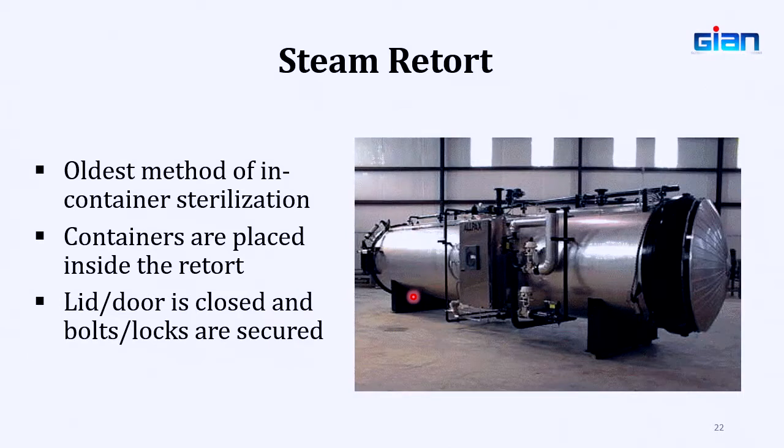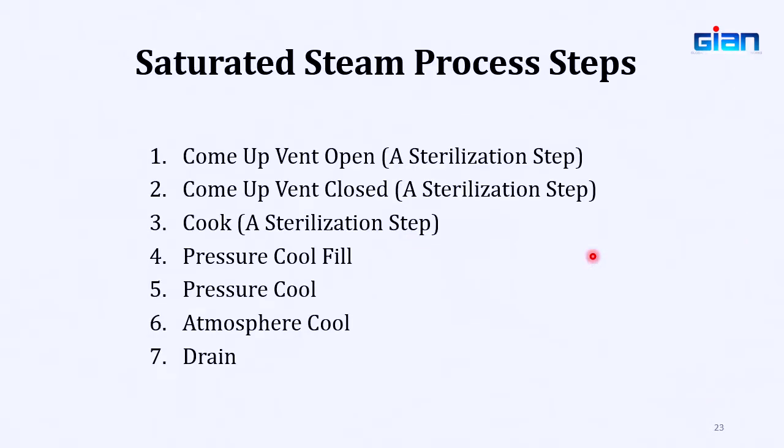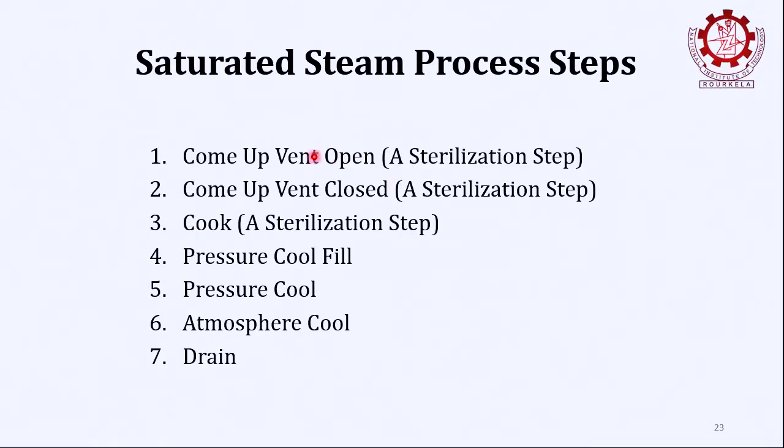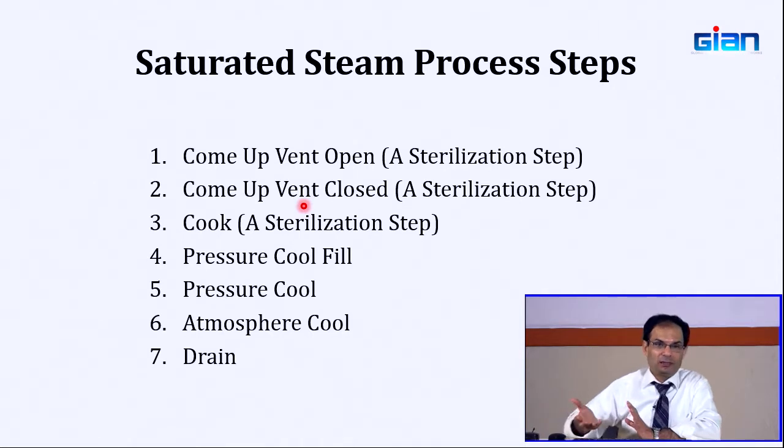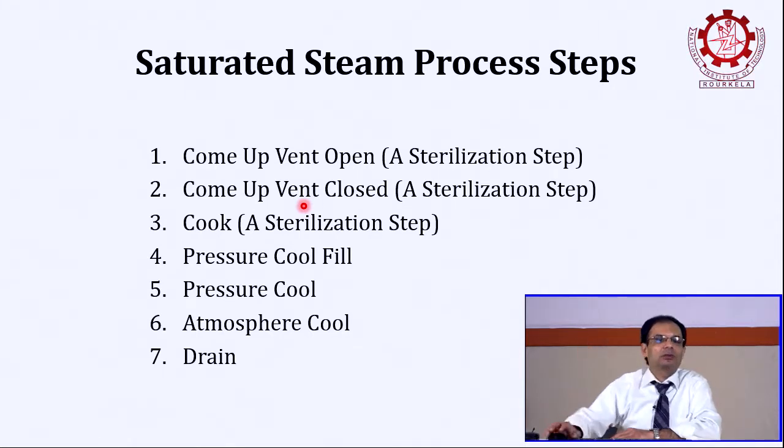So I'm going to go quickly. Many of these things I did explain. This kind of steam retort is the oldest method of in-container sterilization. You put everything inside, close the door, secure the lock, and these are some of the steps we've gone through. You have the come-up vent open as you supply the steam and remove the air. Once you remove all the air, you close the valve, but the retort takes some time to come to the operating temperature. That's what the come-up is.